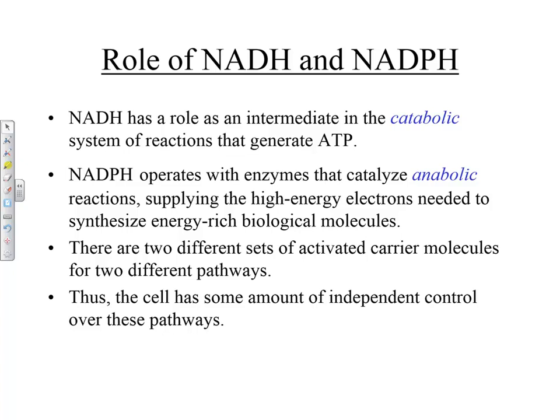At the same time, the energy could be in the high energy phosphoanhydride bonds, or it could be stored in high energy electrons. So in NADPH and NADH, the high energy comes from the high energy electrons, not from the phosphate bond. So it's a little bit different.